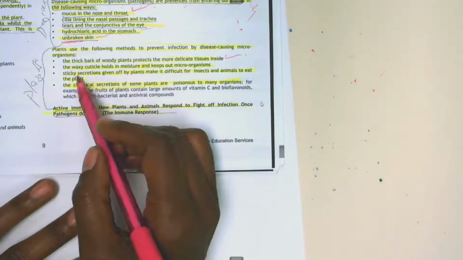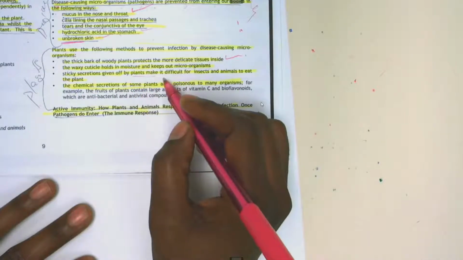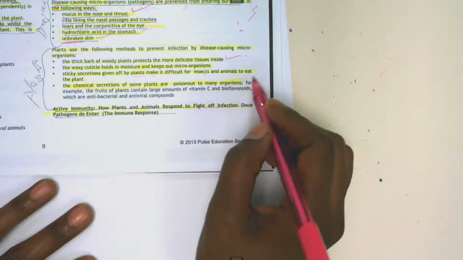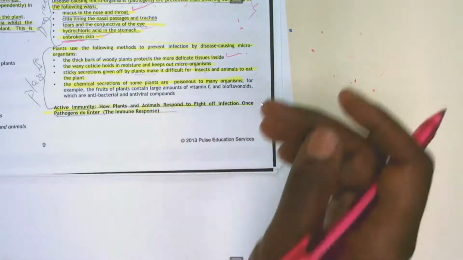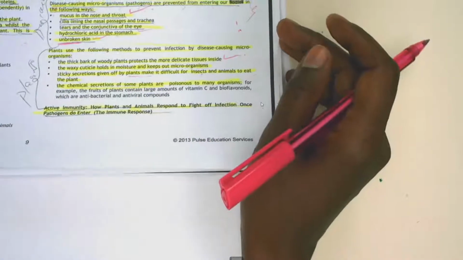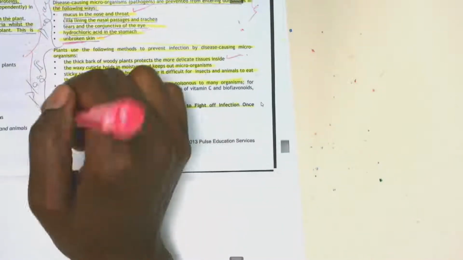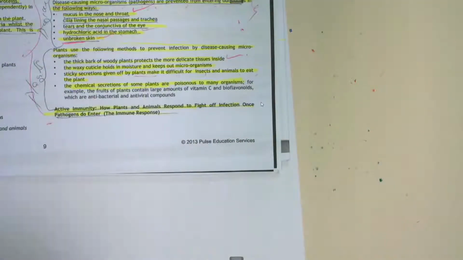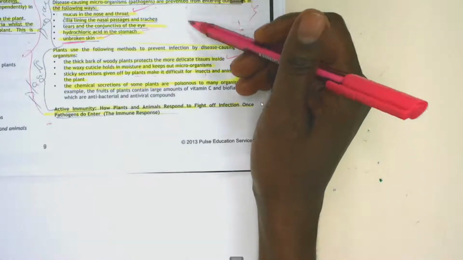And then sticky secretions given off by plants make it difficult for insects and animals to eat that plant. And then some of the chemical secretions of some plants are poisonous to many organisms. So that is all with passive immunity in animals and plants. So now let us move to active immunity.